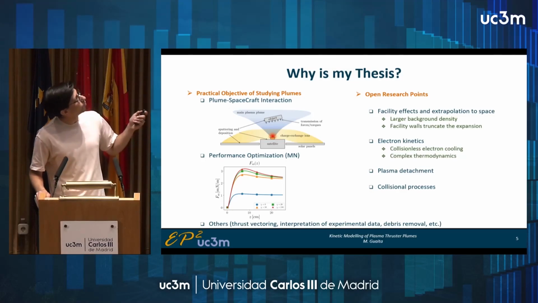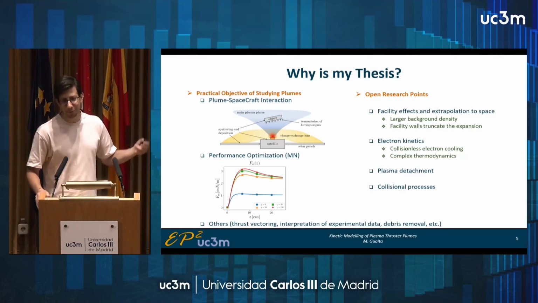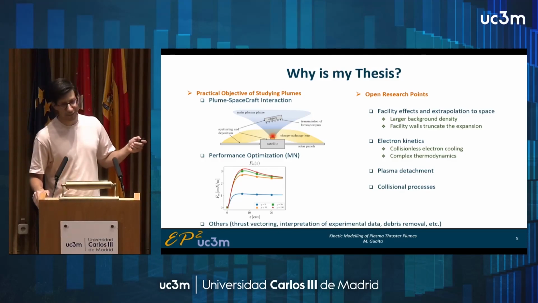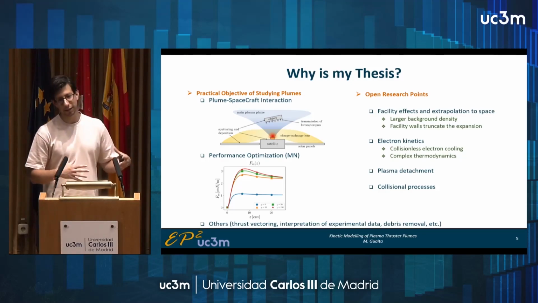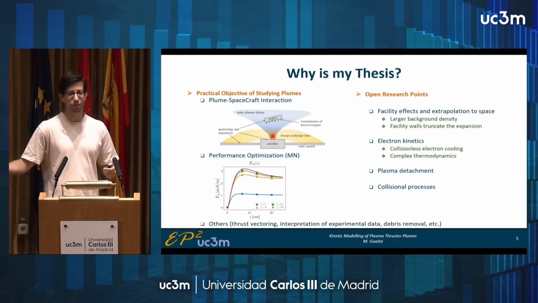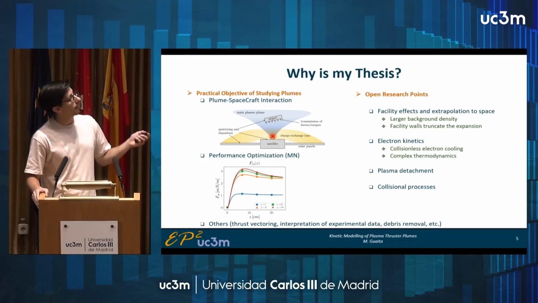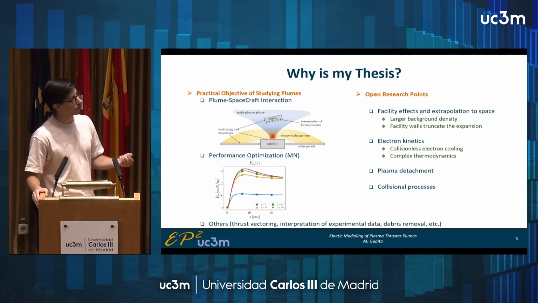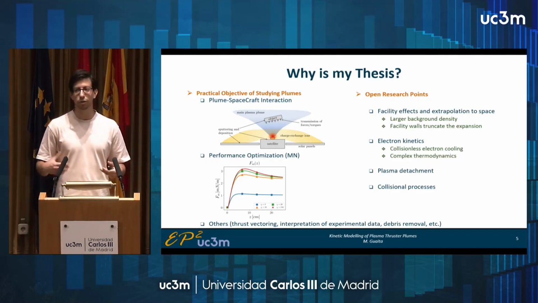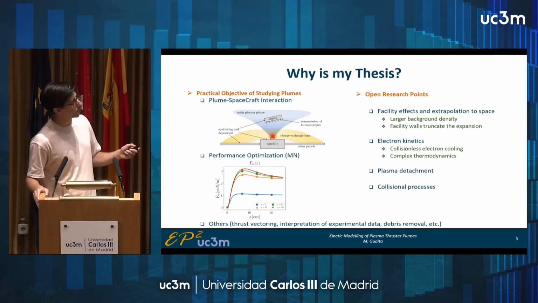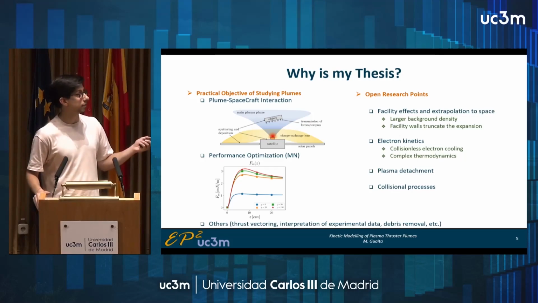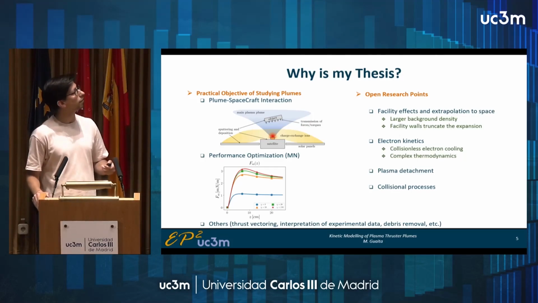My thesis would be pointless if all of this was well understood, but there are some important open points. One of them is facility effects, which we mentioned this morning. This is the challenge of extrapolating the measurements in a ground facility to the operation in space. Another point is that the physics of electrons, and in particular their thermodynamics, is quite complex, and here we go back to the need for a kinetic model for electrons. I won't enter into detail about this because we would be here all day. And then there are some more specific problems depending on the thruster, such as the detachment of the plasma from the magnetic field and the influence of collisional processes.